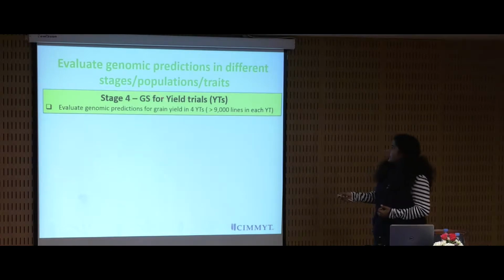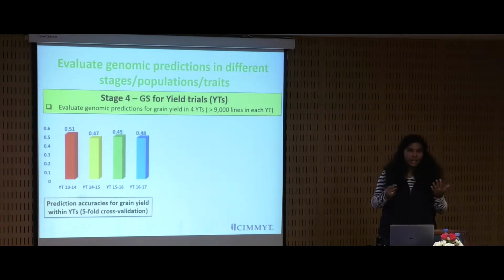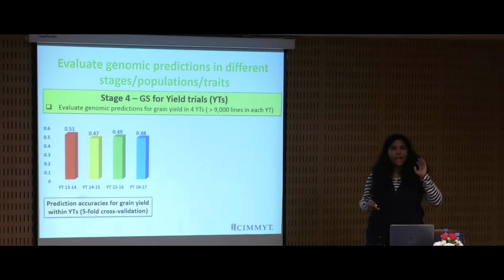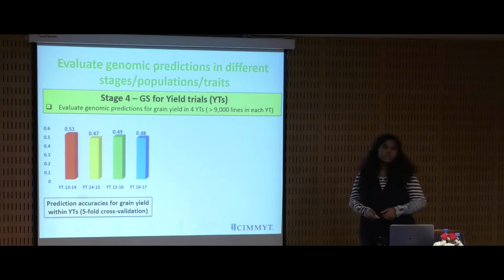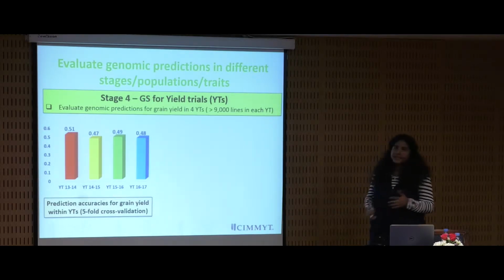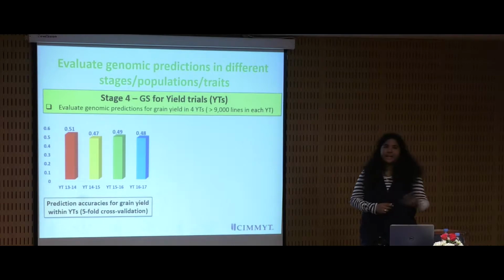And first, let's move on to some of the results we have. So looking at the stage for the yield trials, where we have 9,000 lines, and as Dr. Ben Hayes mentioned about cross-validation accuracies, so in a 5-fold cross-validation, just say you have 10,000 lines, you divide it into 5 folds, and you use 4 folds to predict the 5th fold. So you're basically using 8,000 lines to predict 2,000 lines. So these are the accuracies, and the numbers here just denote the cycle. So YT 1314 denotes 2013 to 14, and so on and so forth, the different years for the past 4 years of our yield trials. And the accuracies for grain yield look very good.